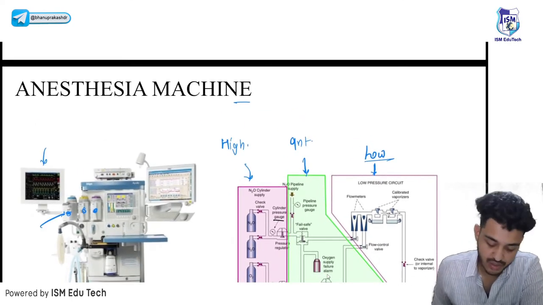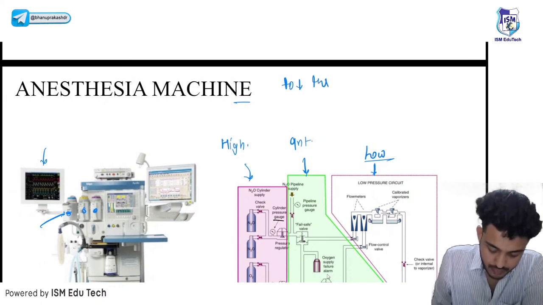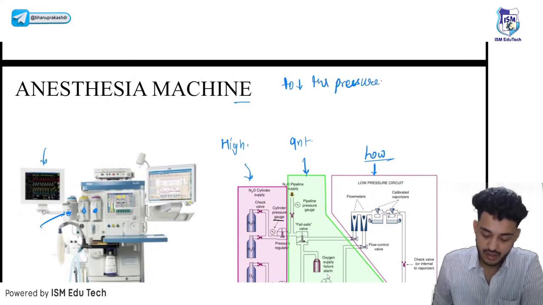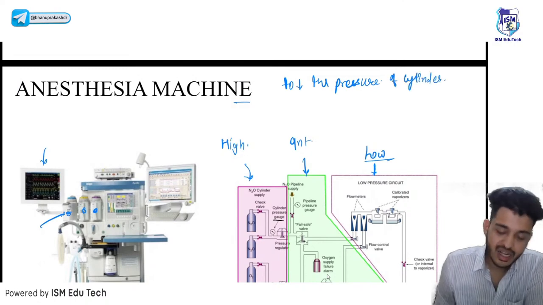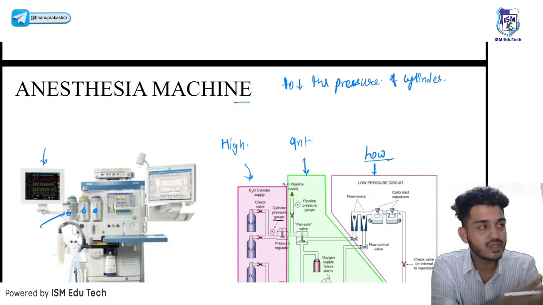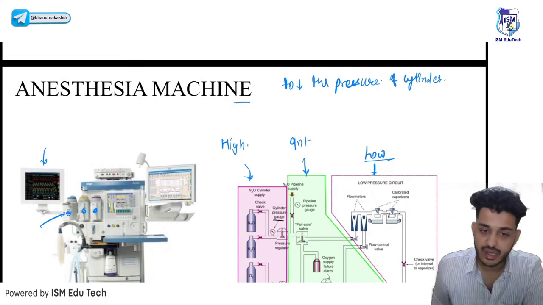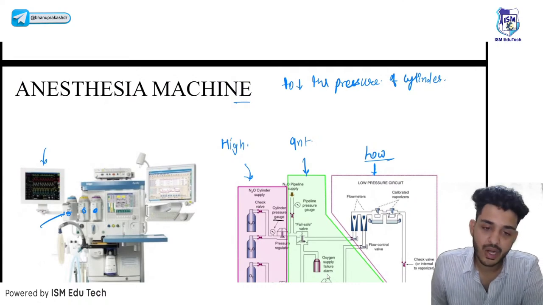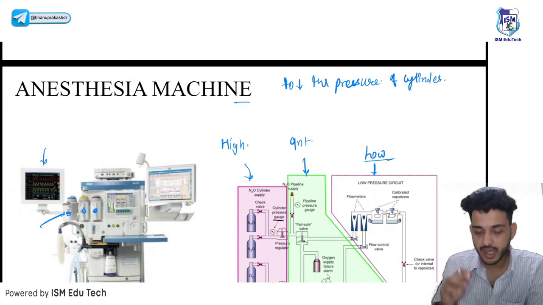What is the basic function of anesthesia machine? Why are we using anesthesia machine? The basic function of anesthesia machine is to decrease the pressure of the cylinder. There are multiple tubes in the anesthesia machine. A cylinder is coming, for example, oxygen cylinder at 2000 psi. At this pressure our lungs would burst, so we need to decrease the pressure. With the help of multiple tubes, the pressure will be decreased.